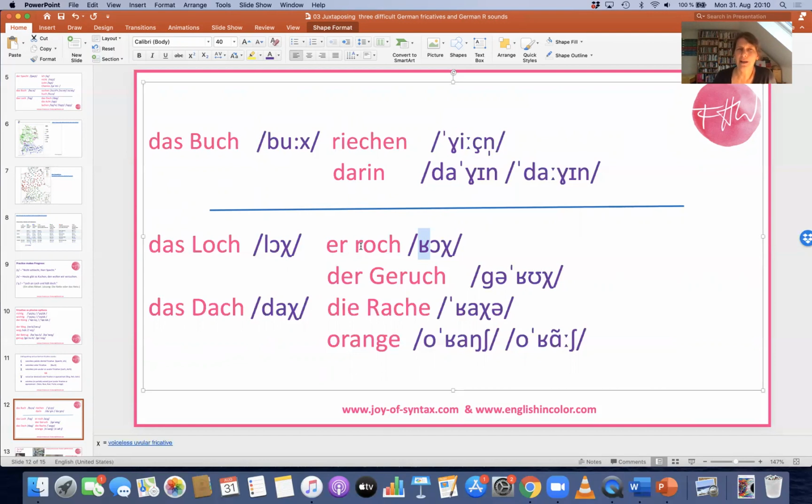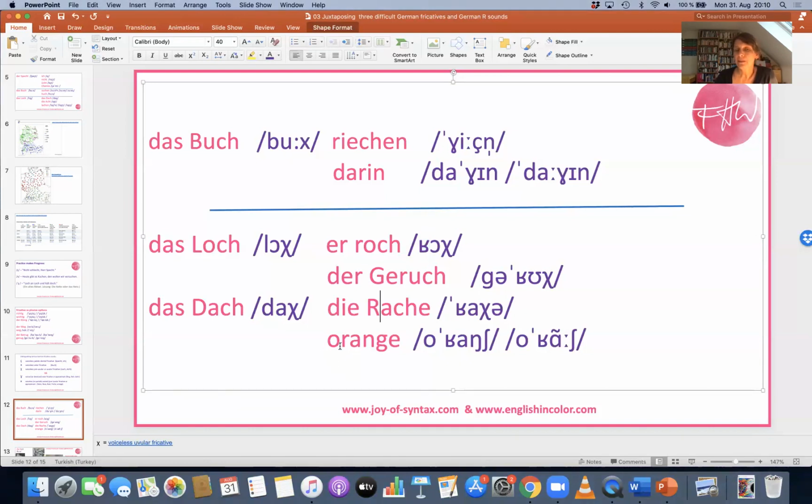And some people also have a uvular R, roch, but I don't. And some people, of course, have a trilled R, roch. I don't, and it's not standard. Okay, roch, der Geruch. And then Dach, Rache oder Rache. It can be voiced, it can be voiceless.